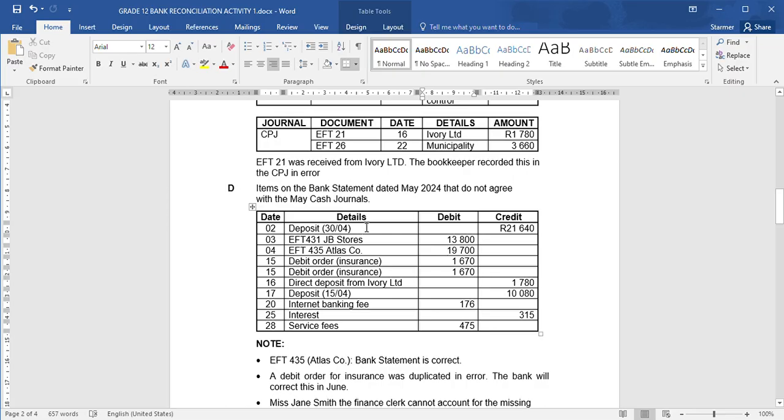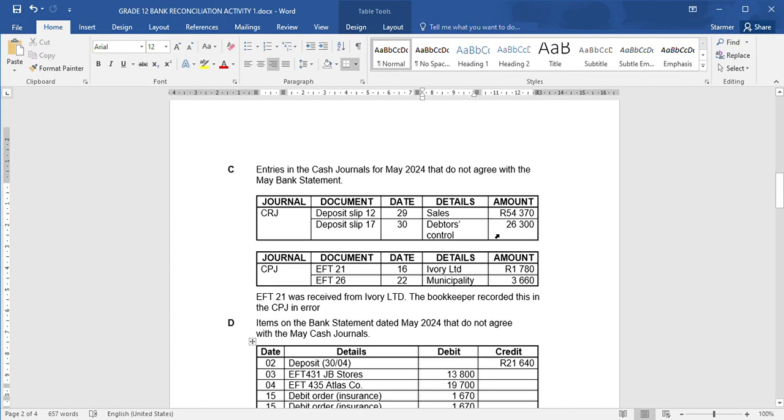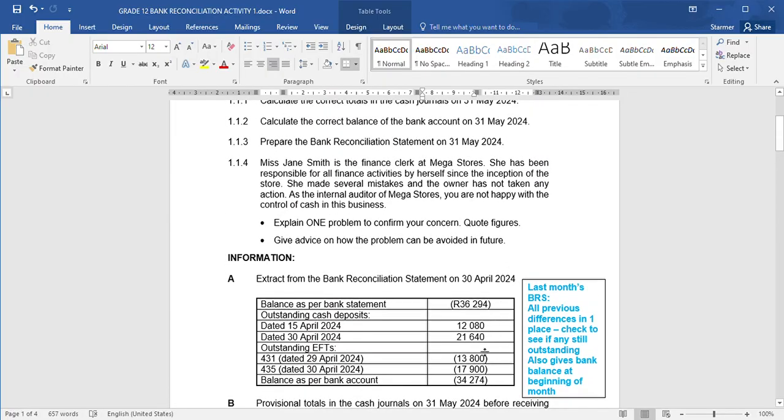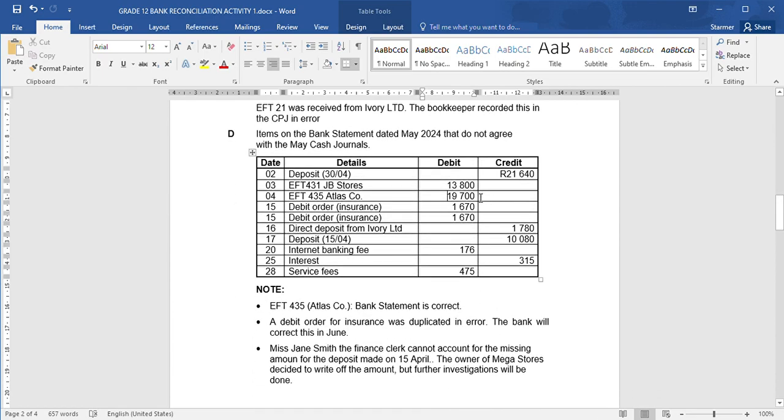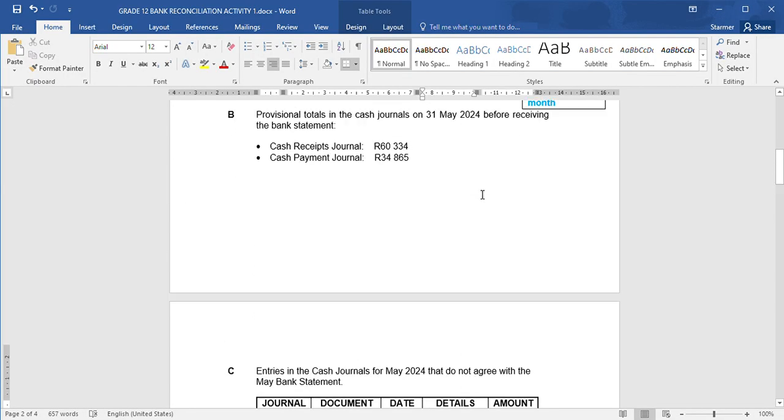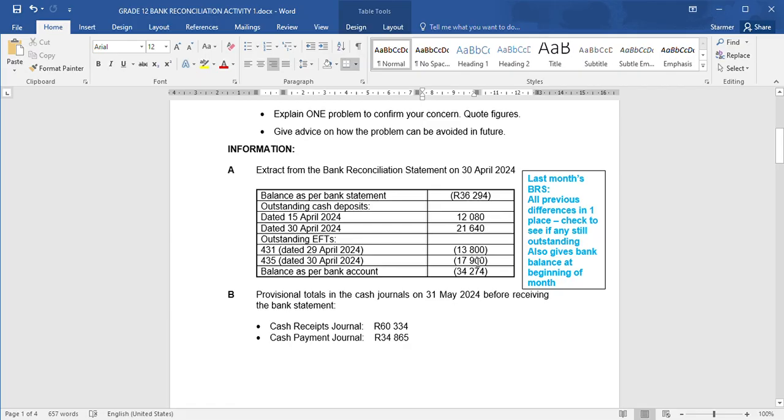Okay, then they give you items in the bank statement that don't agree with the May cash journals. And the first thing here, there's a deposit of 21,640. You will need to check back and see whether that deposit was outstanding, and if you have a look here, it was. You had that outstanding deposit. So all that's happened now is the bank has fixed up their books, so that deposit is no longer outstanding. Then we have an EFT for 13,800. Check back to see whether or not it was outstanding. It was, so the bank has now recorded it, so we're going to leave that one out.